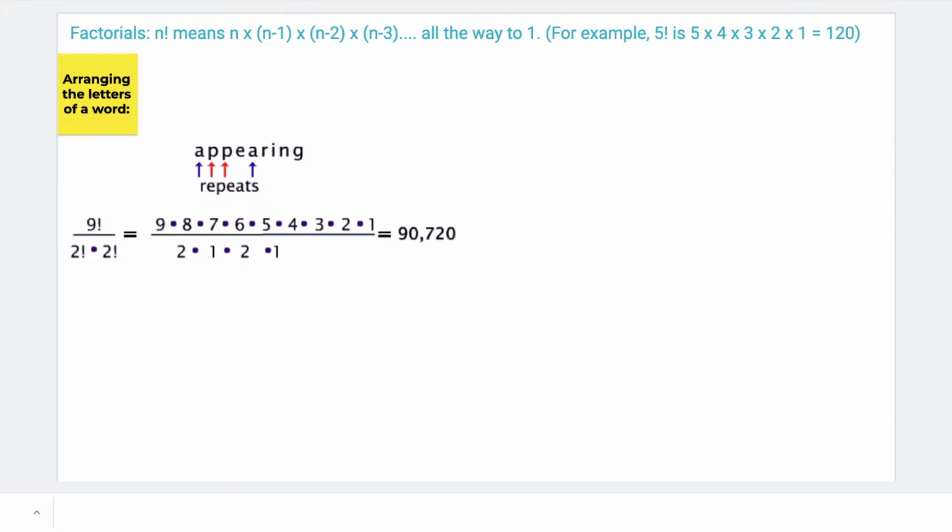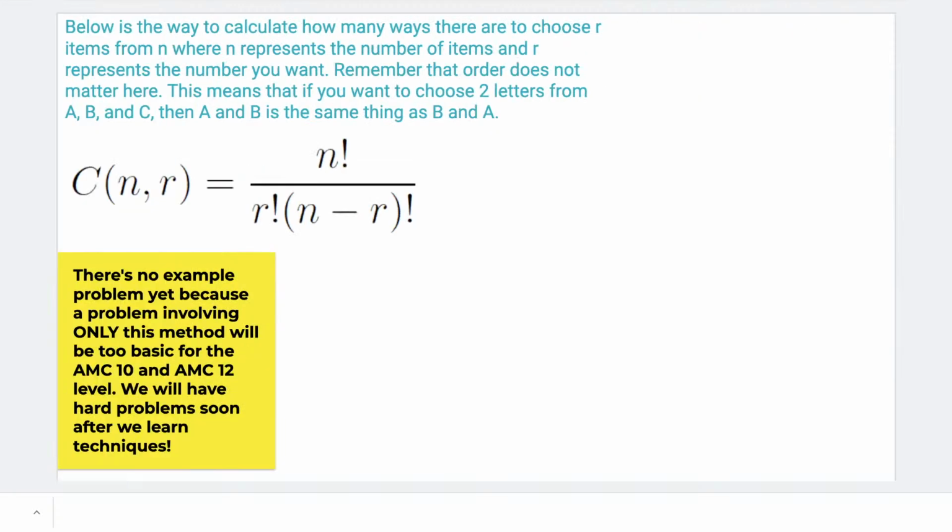120. Now, the arrangements for the letters of a word is the number of letters in the word factorial over the factorial of the number of times each letter repeats. For example, A repeats 2 times, so you divide by 2 factorial for that. And then P repeats 2 times, so you divide by 2 factorial for that. This is just some basics. Let's move on. It'll get more advanced in the future.